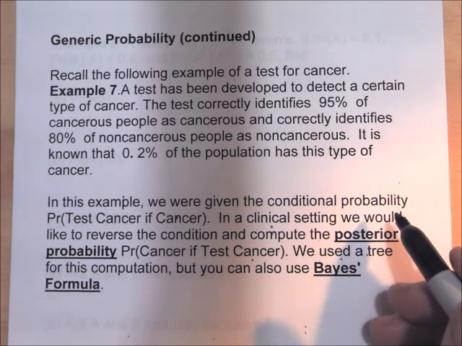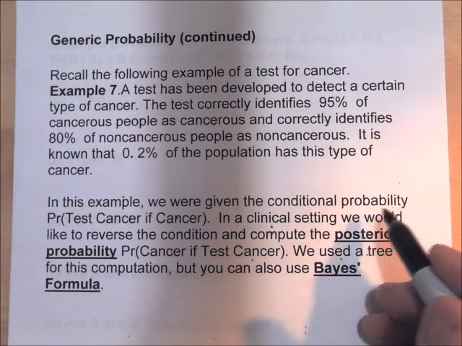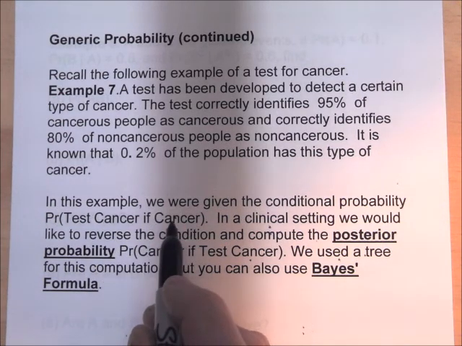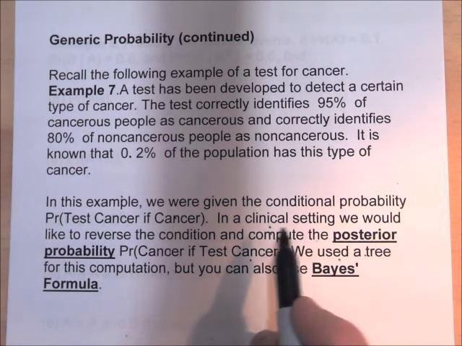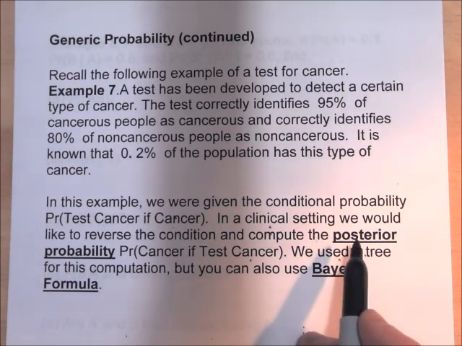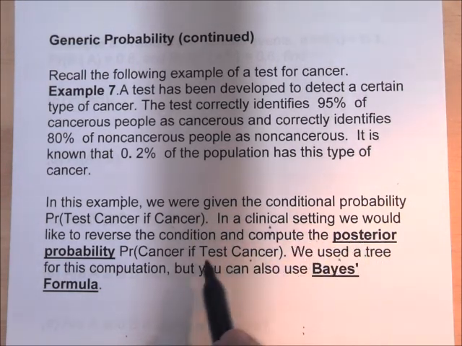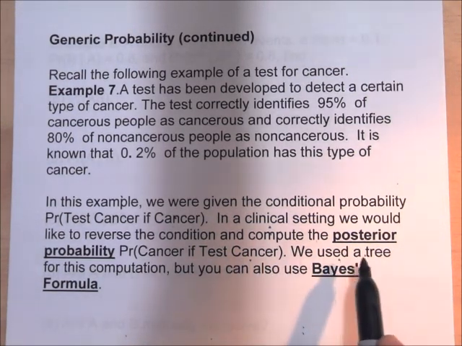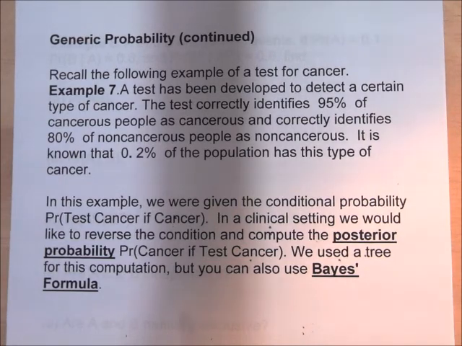In this example, we were given a conditional probability, the probability of test cancer if the patient actually has cancer. In a clinical setting, we would like to reverse the condition and compute the posterior probability of cancer if the test says cancer. And we use a tree for this computation. You could also use Bayes' formula.